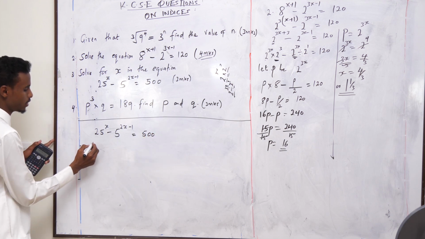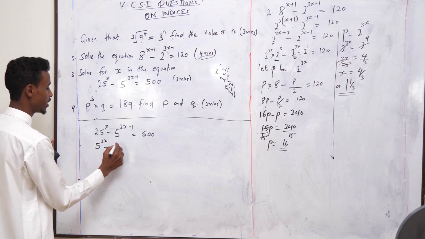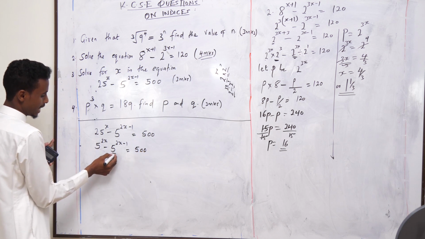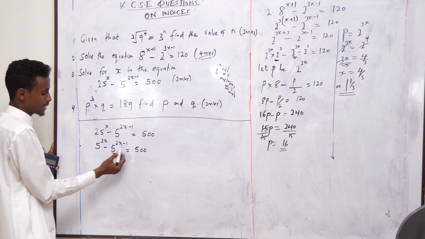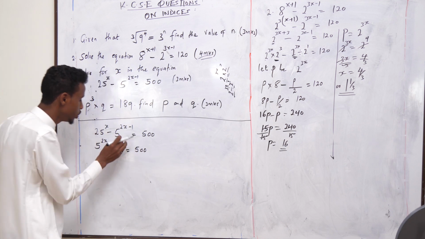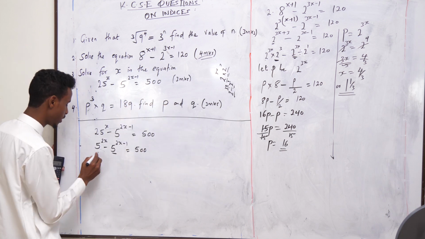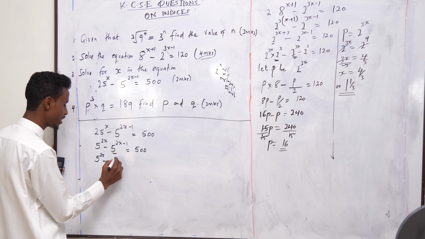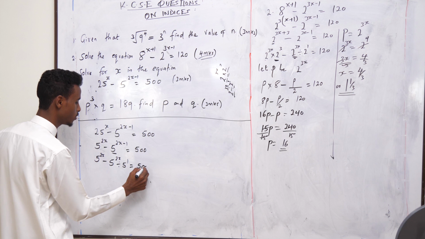Now this one, to base 5, it will be 5 power 2x minus 5 power 2x minus 1 is equal to 500. As I told you earlier, when we have one base with subtraction or addition, initially if it was a subtraction, it was division, and the bases were separate, right? Now it will be 5 power 2x minus 5 power 2x divided by 5 power 1 is equal to 500.